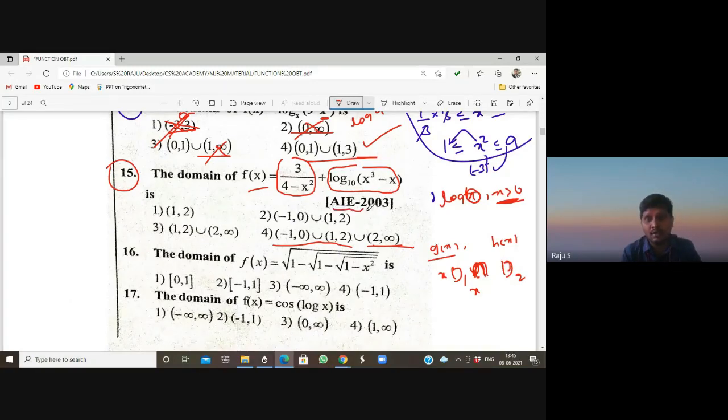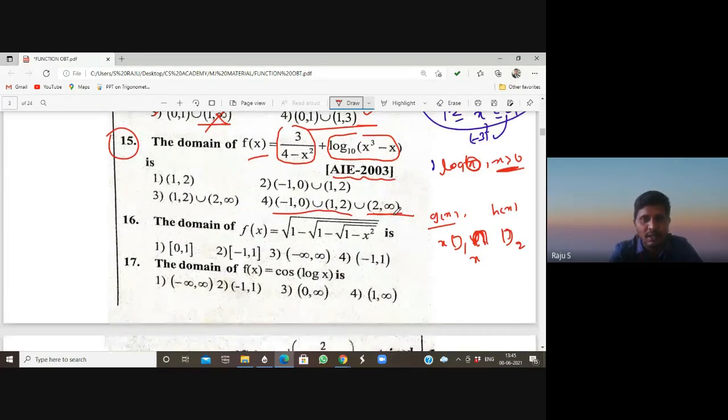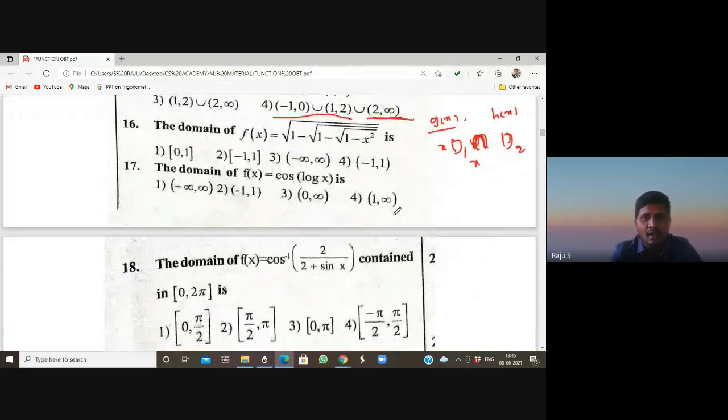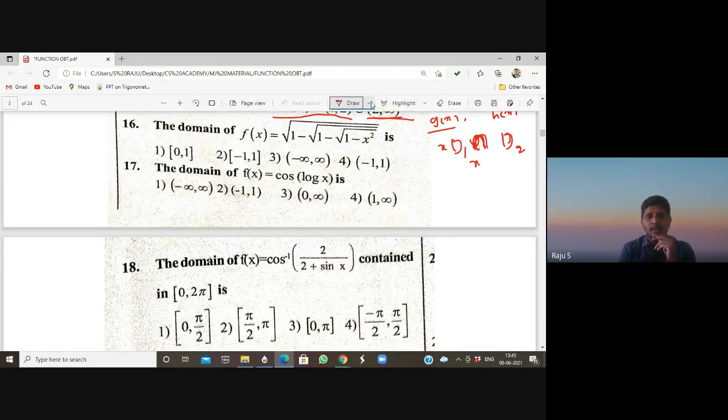Carefully see how to do that. The reason they gave in 2003. Any doubt? It's not like matrices or determinants. It is completely concept oriented. Function concept means completely concept. You have to think very logically. You have to analyze that, then only you'll get the answers.